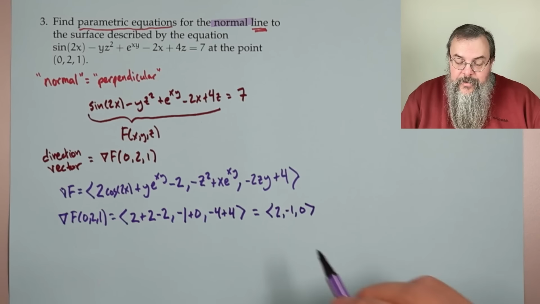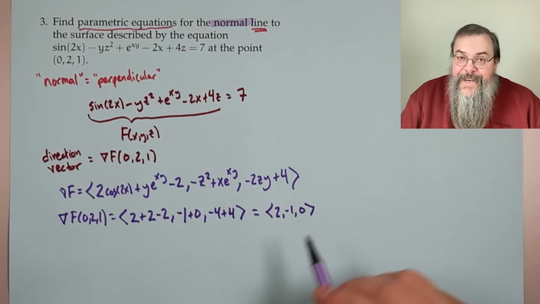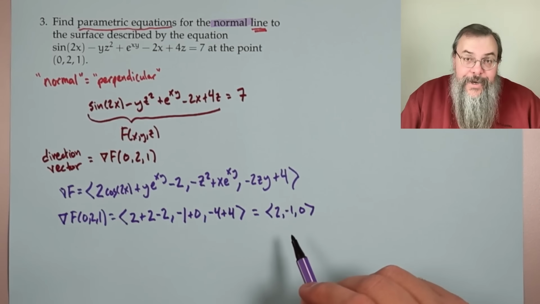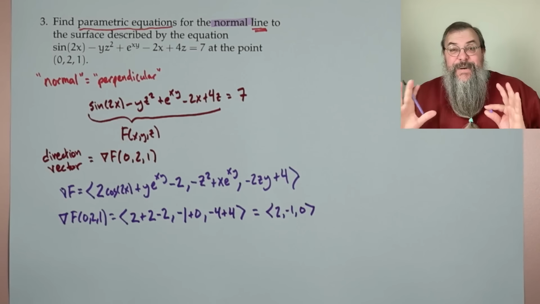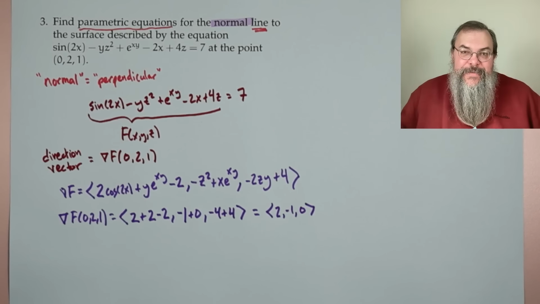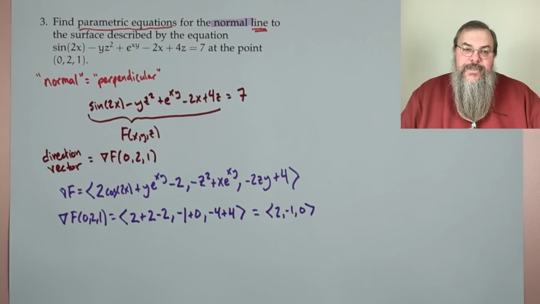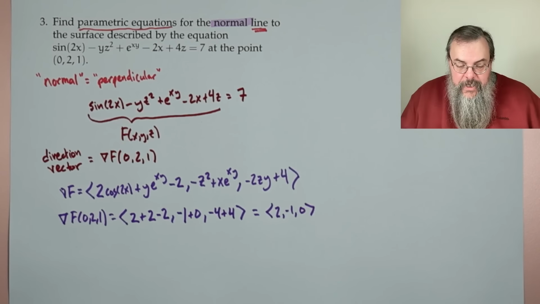Now, is it okay that we have a 0? Yes, it's fine. What if they were all zeros? Uh-oh. Then we'd be in trouble. But we don't have all zeros here. Okay. So, yeah, we're doing great.